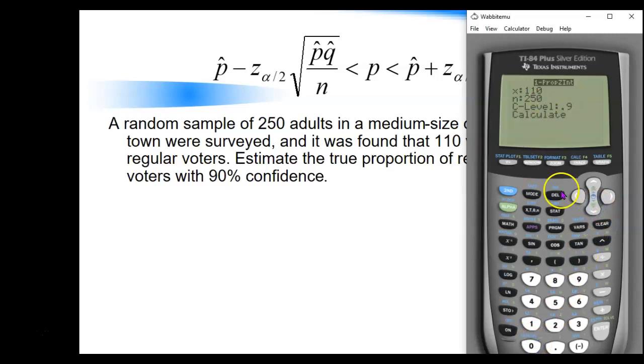Then I just go down to Calculate, hit enter, and it gives me the interval 0.38836 to 0.49164. So that's about 38.8% to 49.2%. And it also tells me that p hat was 0.44.